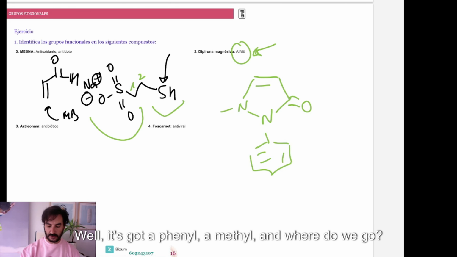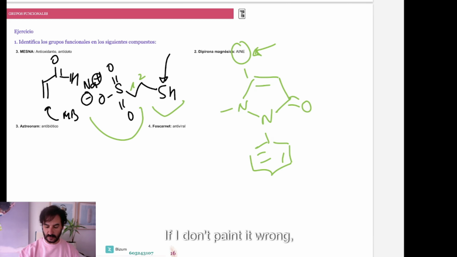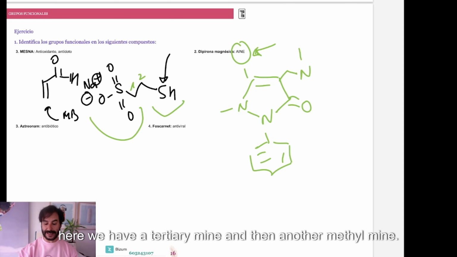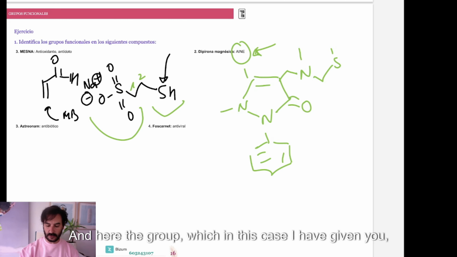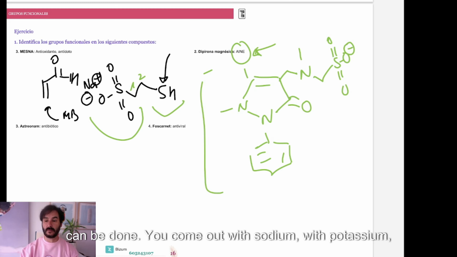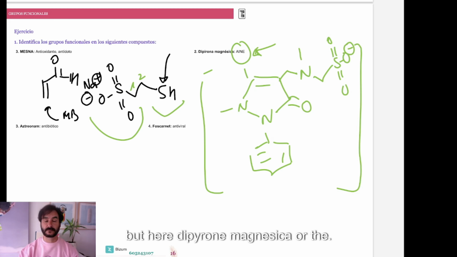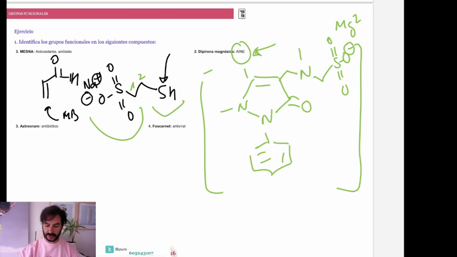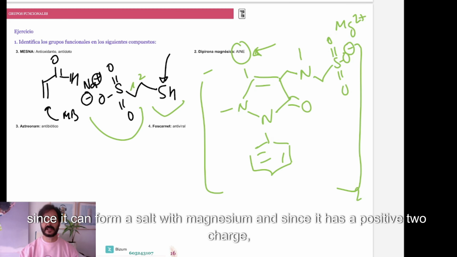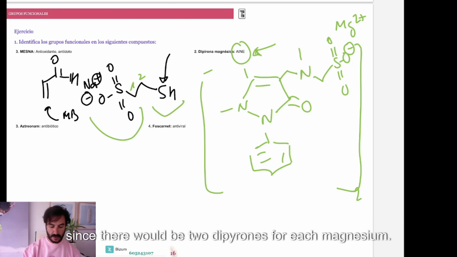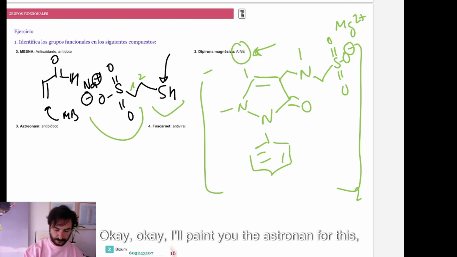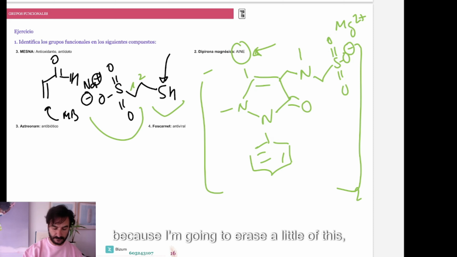Well, it's got a phenyl, a methyl, and where do we go? If I don't paint it wrong, here we have a tertiary amine and then another methyl amine. And here the group, which in this case I have given you, can be done with sodium, with potassium, everything else is fine. But here dipyrone magnesium, or the metamizole, which is also known, can form a salt with magnesium, and since it has a positive 2 charge, there would be 2 dipyrones for each magnesium. Okay, I'll paint the aztreonam for this, because I'm going to erase a little of this.